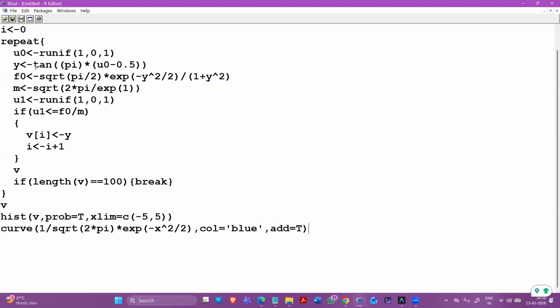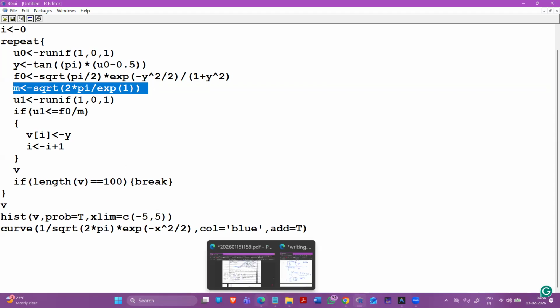Okay. This M that we choose as the square root of 2 pi e raised to the power 1, that is the constant. But how are you going to choose that? That is the most difficult part. And what is M basically defined as?